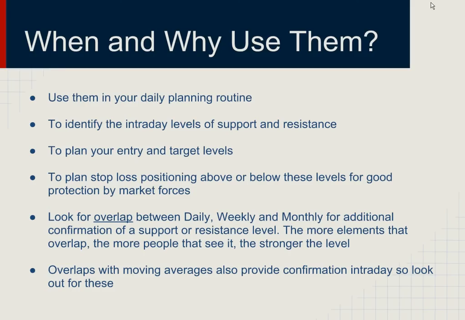Now, overlaps with moving averages also provide confirmation intraday. So look out for these too. For example, you could have the 100 EMA on a 1 hour chart overlapping with the daily central pivot point. This is bound to have some sort of a reaction, a pretty strong reaction on the price. So you could look for those to plan your trades, to plan taking a trade in the opposite direction, I mean.